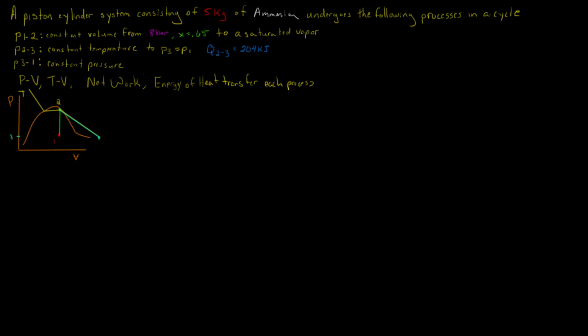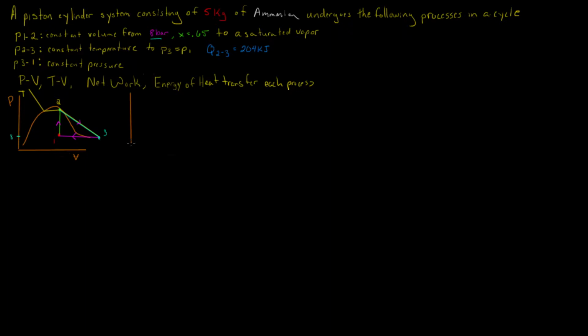So the pressure at 1 is 8 bar, as given right here, and now the pressure at 3 is 8 bar. And then finally, if we've done this right, we should end up at our first state, and we do. We have a constant pressure process. We know this is right because pressure is our y-axis, so constant pressure is a horizontal line. And we end up back at state 1. So this is what our PV diagram looks like.